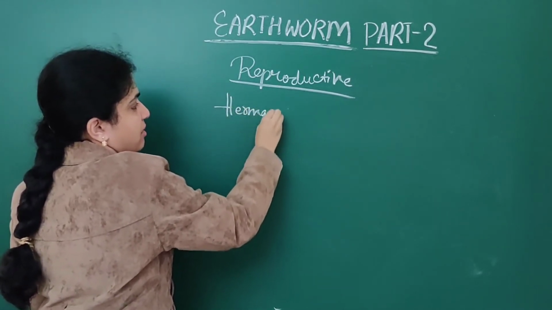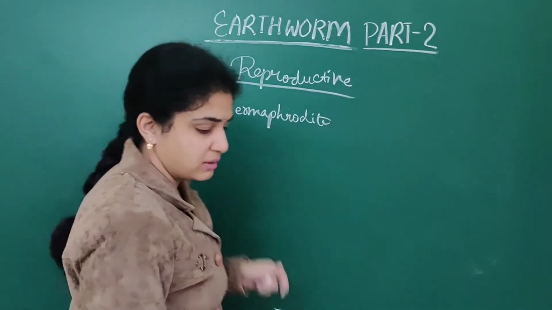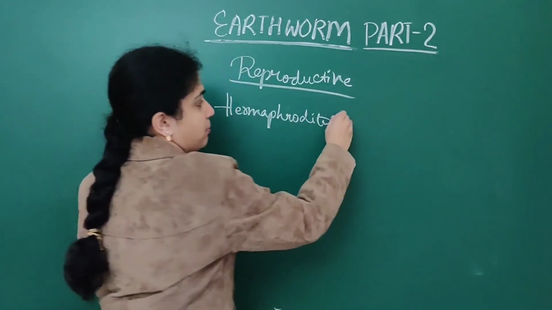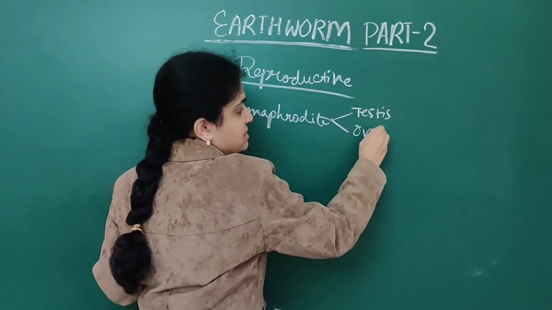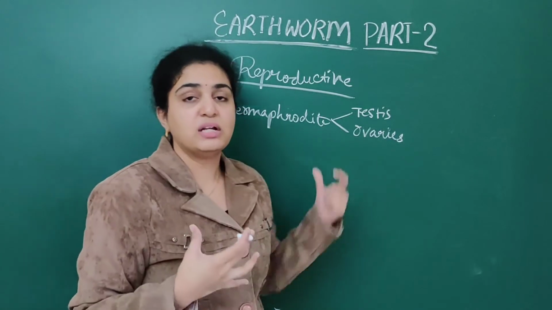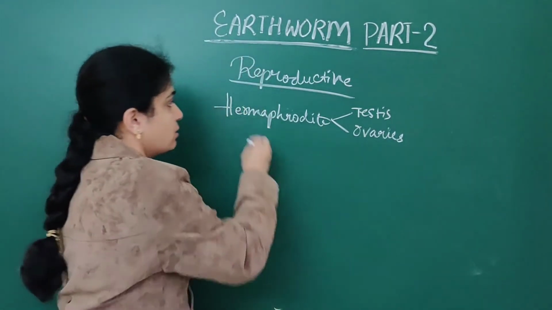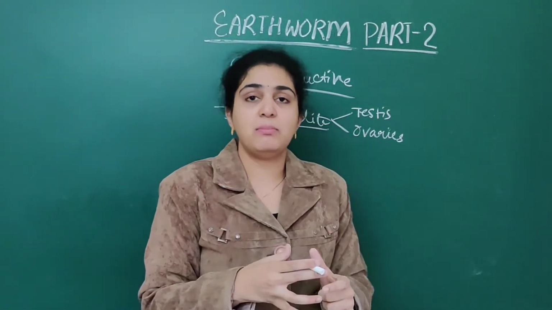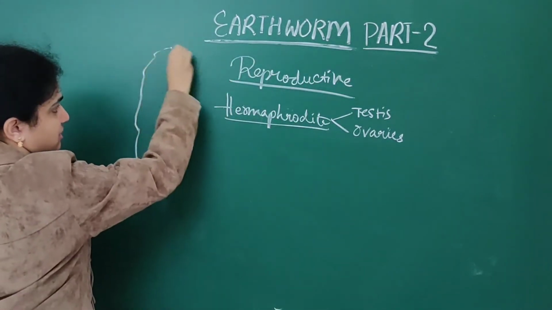Okay, hermaphrodite. Hermaphrodite means what? Both the testes as well as ovaries are present in the same individual. So it is called hermaphrodite. Both the organs are present in the same individual. When it comes to earthworm, this is an earthworm, okay?